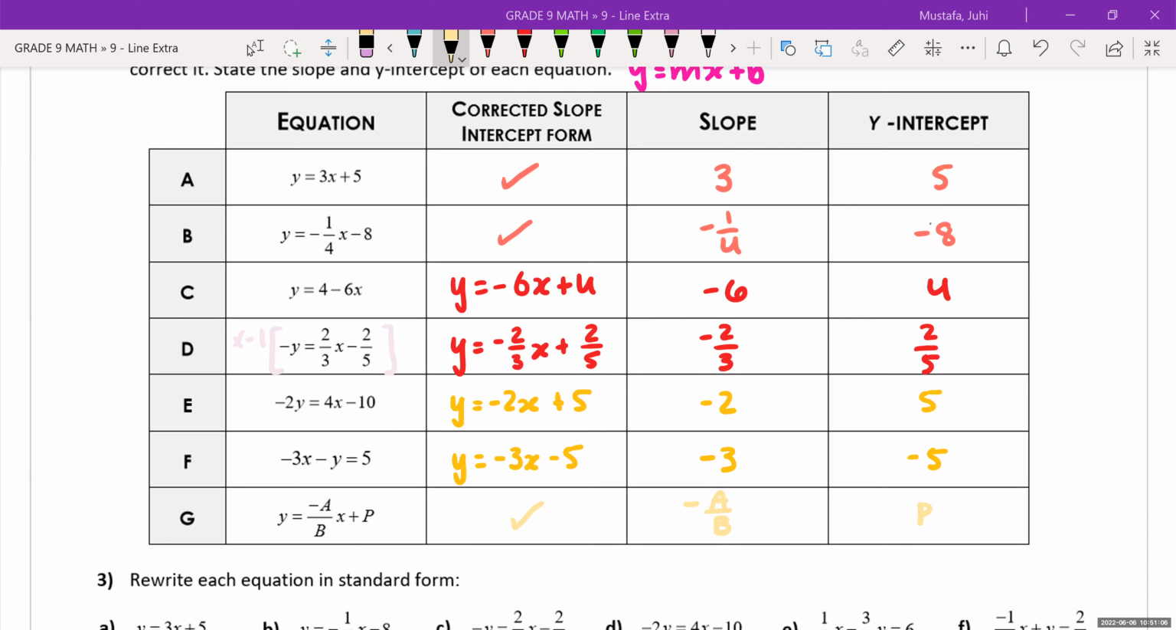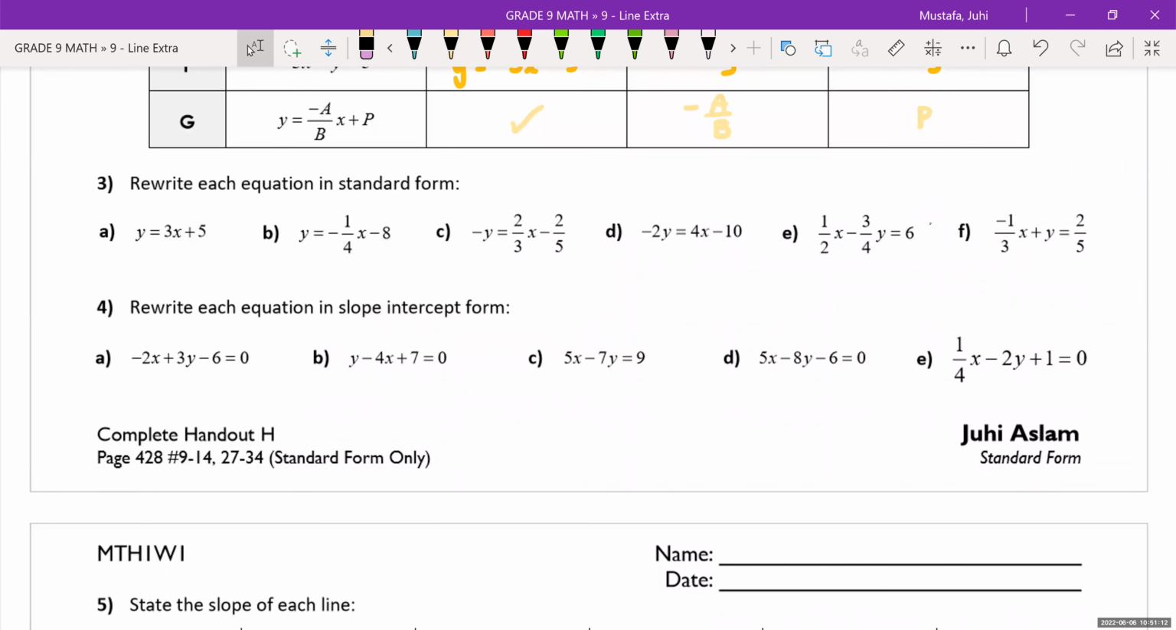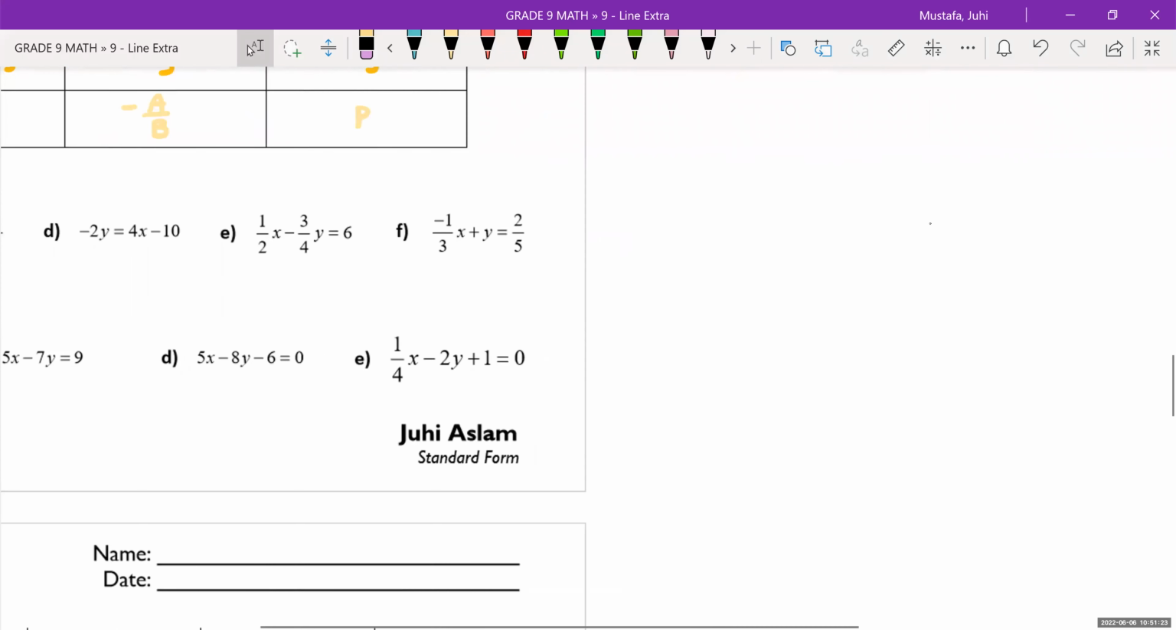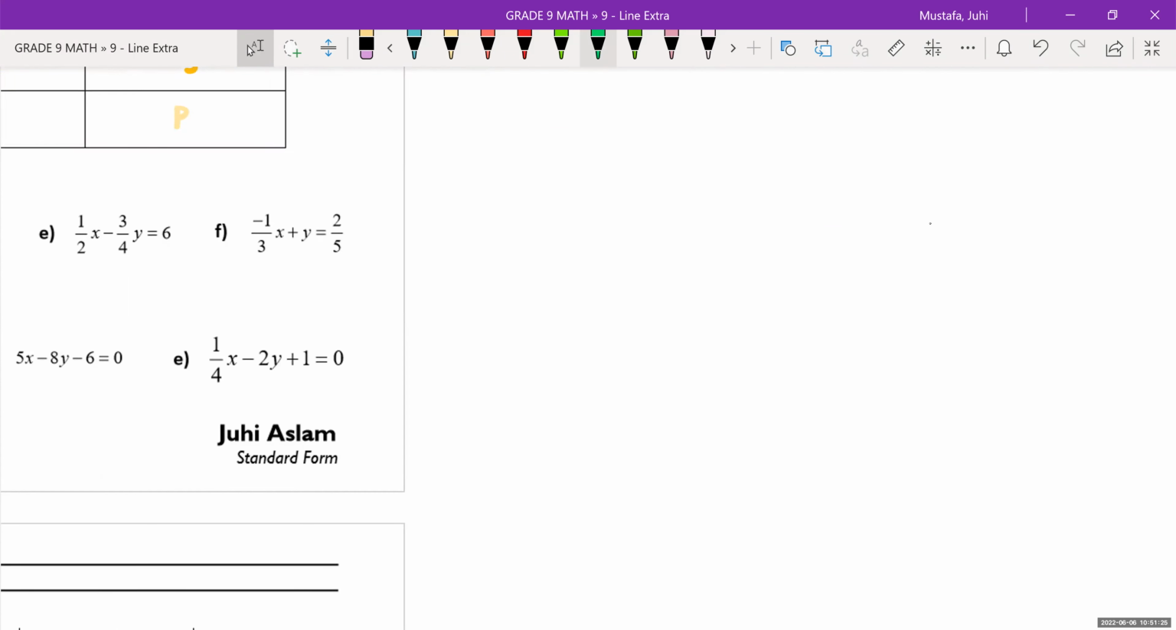I want to do 2 more questions with you, and then I will stop and you guys can work on your own. If you take a look at question 3, what we're going to do is try to change each of those questions into standard form. So I wanted to try question F with you guys because I feel like that is a little bit tricky. So let's figure out what question F would be in standard form. We have -1/3x plus y is equal to 2/5.